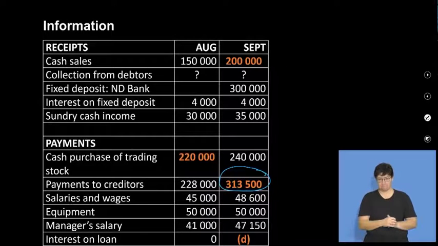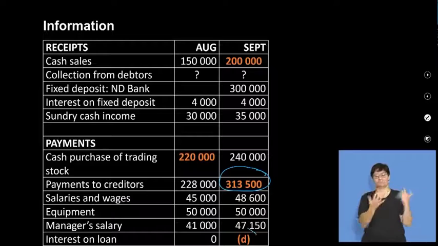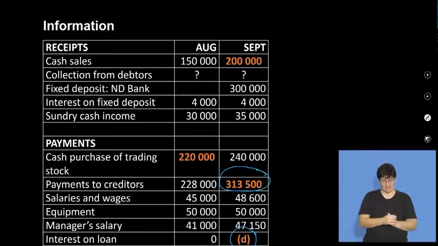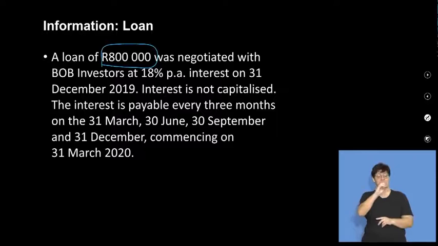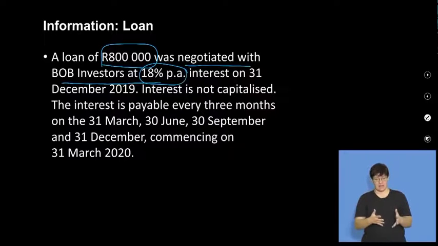Now what do we have to calculate? We have to calculate D, and that is our interest on the loan, right? Let's look at the information that we have. A loan of 800,000 was negotiated with Bob Investors at 18% per annum. Interest on the 31st of December 2019, right? Interest is not capitalized. Okay.